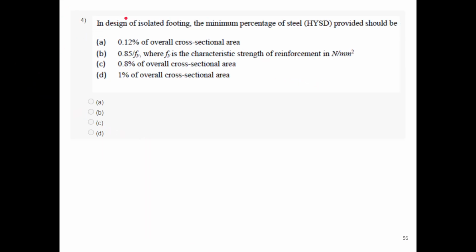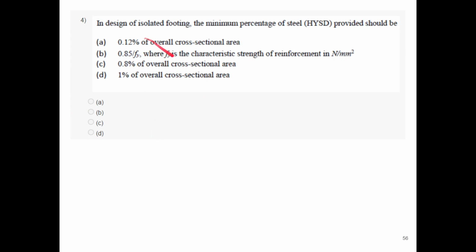Okay. Fourth question, in design of isolated footing, the minimum percentage of HYSD steel provided should be A, 0.12% of overall cross-sectional area, B, 0.85 by fy, where fy is the characteristic strength of reinforcement in Newton per millimeter square, C, 0.8% of overall cross-sectional area, D, 1% of overall cross-sectional area. So which will be the correct option?